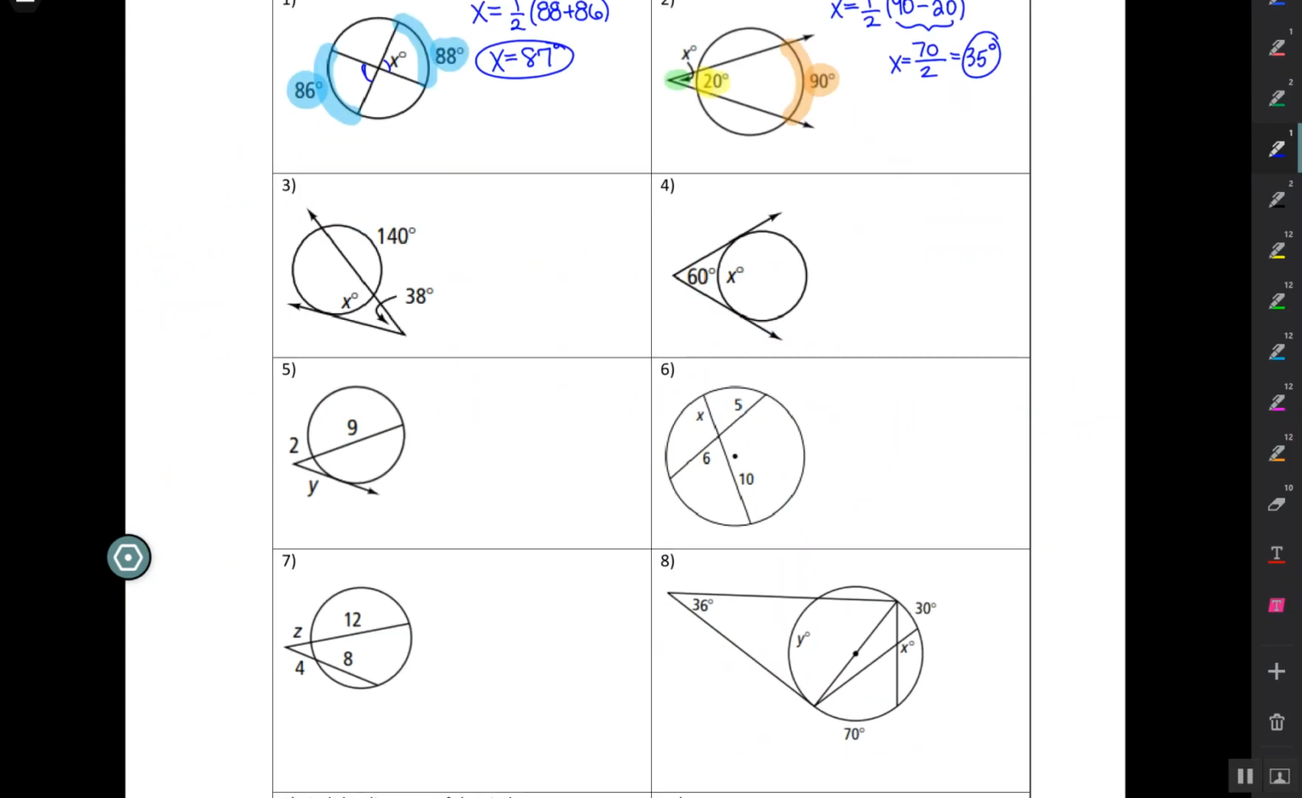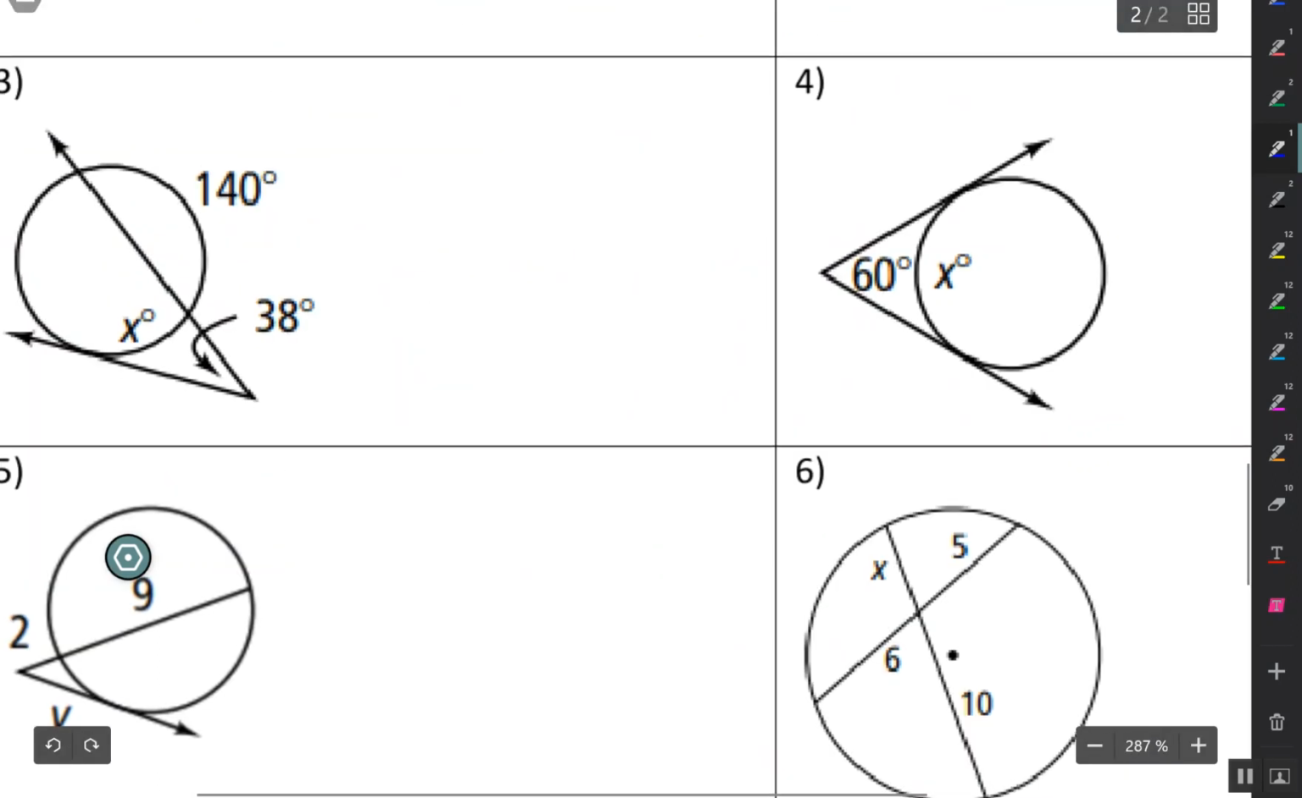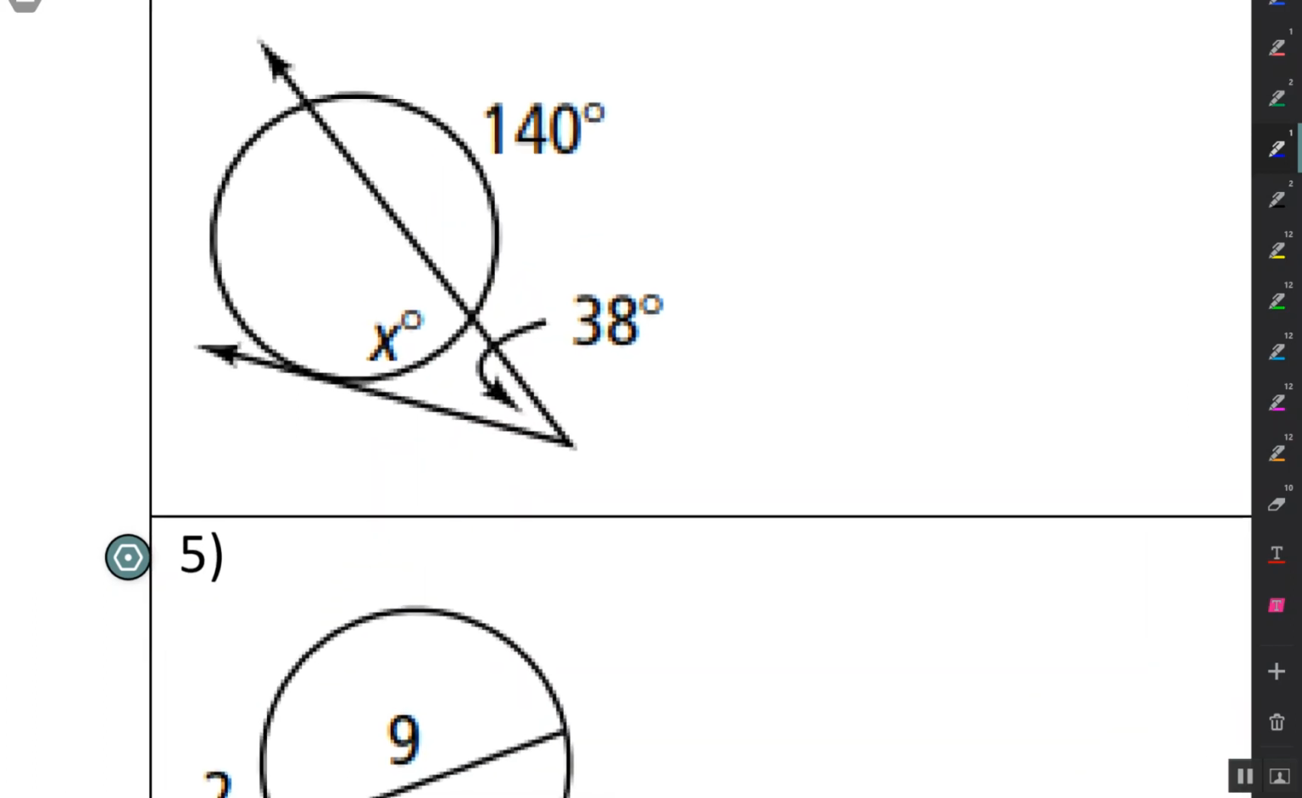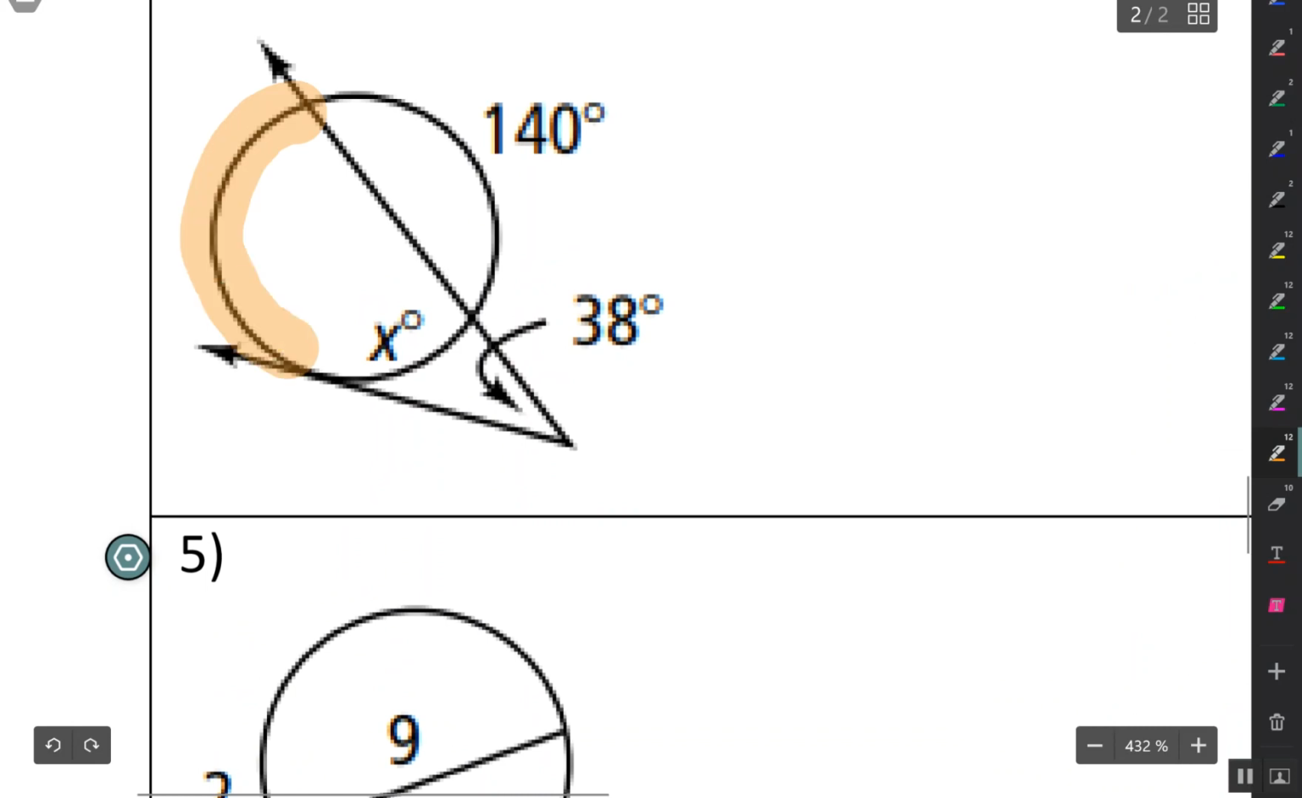Okay. The next two, 3 and 4, are using that same formula, but using it in a different way. So here we have a tangent and a secant. So we're going to do big arc, which is unknown to us right now. We're going to have to find this, minus the little arc, which is what we're actually looking for. That's the x, equals the angle, which is 38.